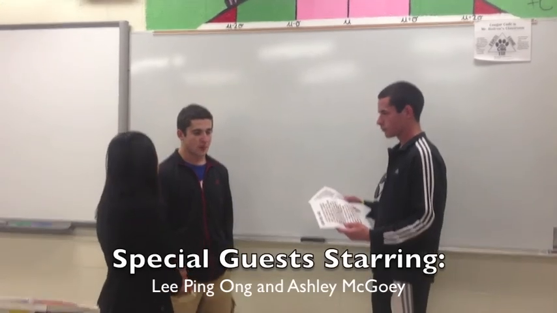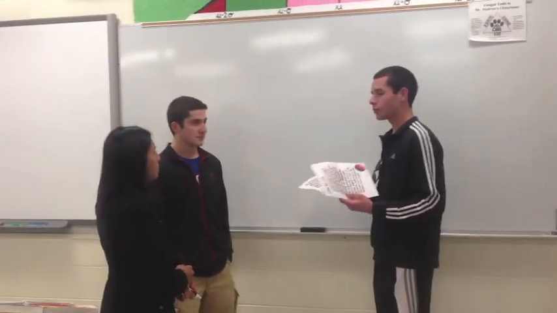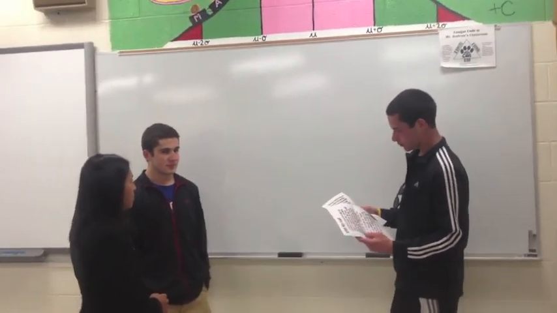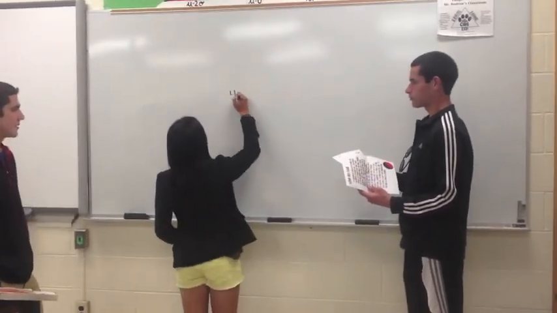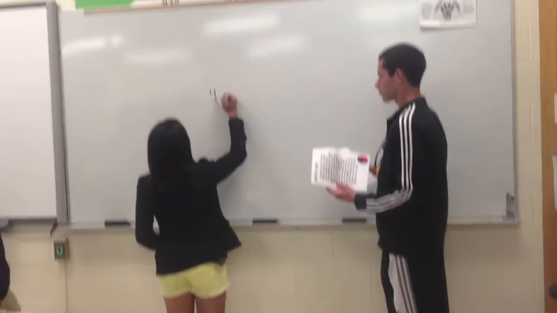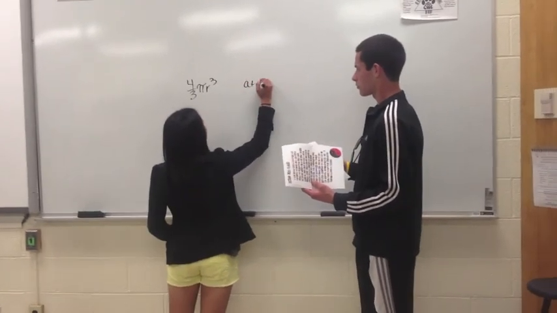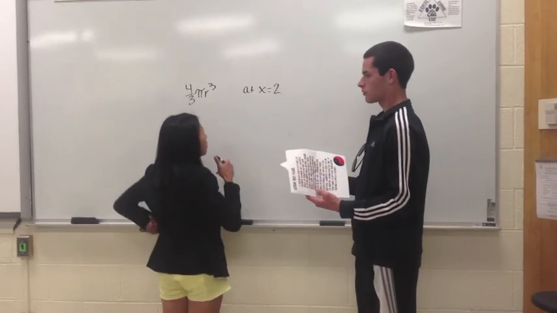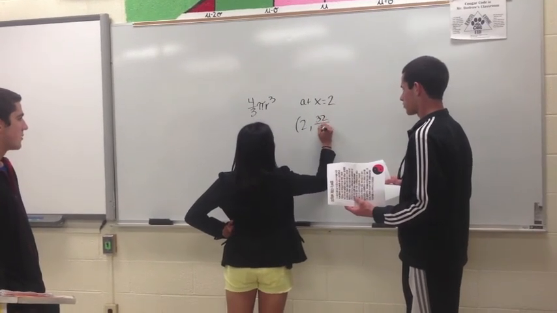Alright, so what do we know? Well, we know the equation of a sphere is 4/3 pi r cubed. And the rate of change is slope, and the slope at a point is the derivative, so we need to find the derivative at 2. Plugging in 2 gives us the first point: x equals 2 and y equals 32/3 pi.